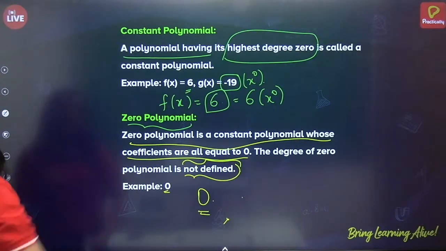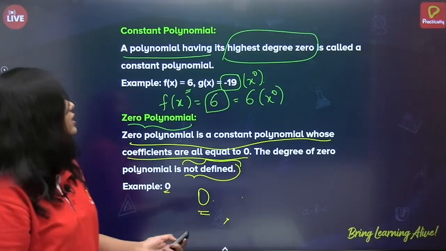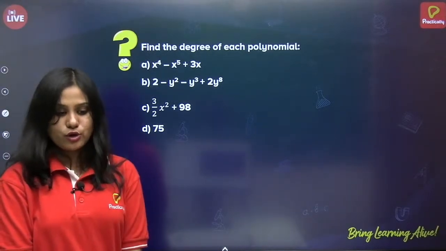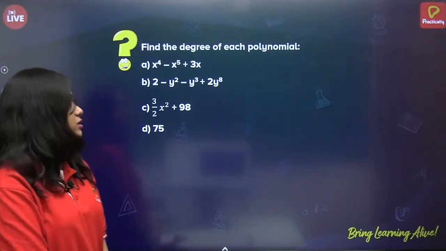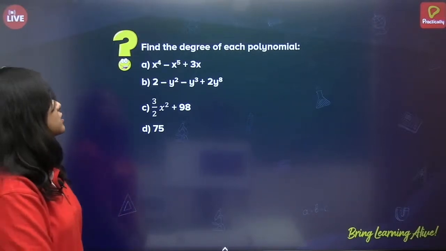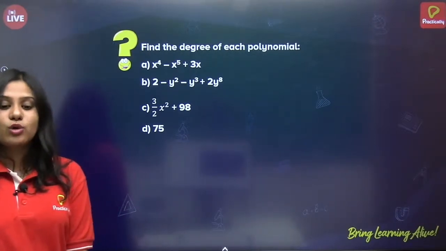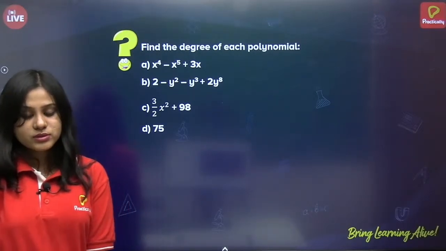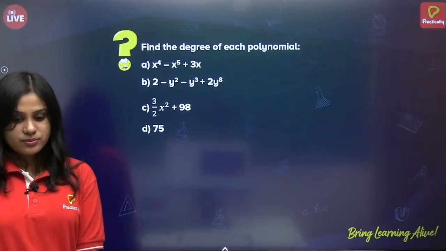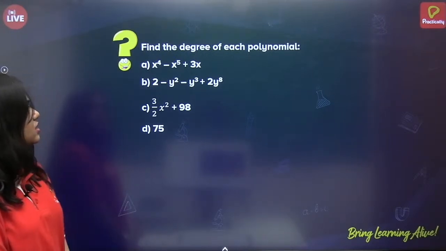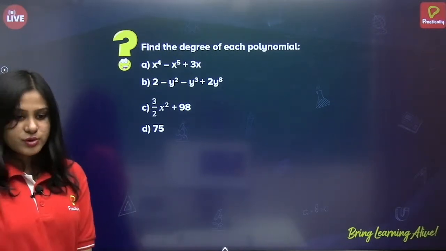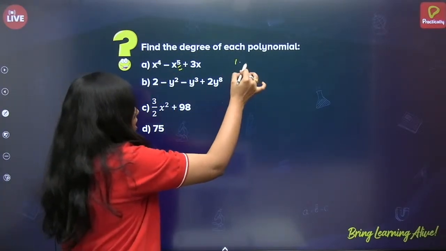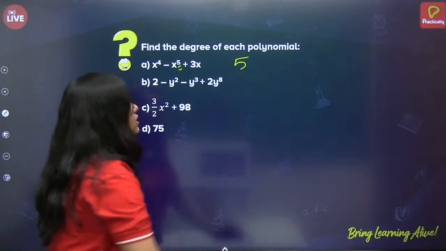Alright. I hope you have understood, and let's go to the next. Find the degree of each of the polynomials. This is one of the easiest problems today. For the first one, can you all tell me the degree? Just type the answer in the comments. A is 6. Okay, this is 5. Yes, 5. Good.